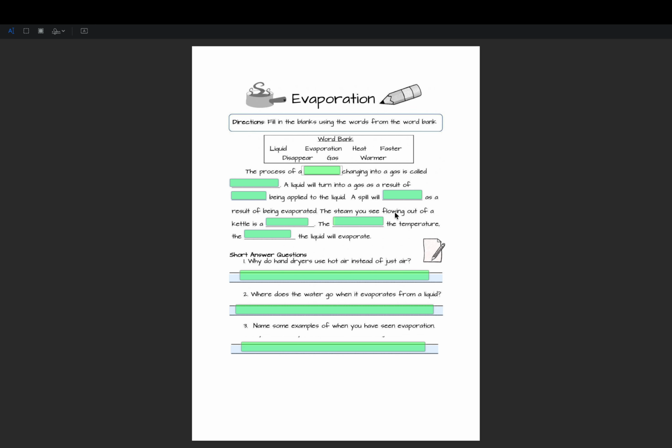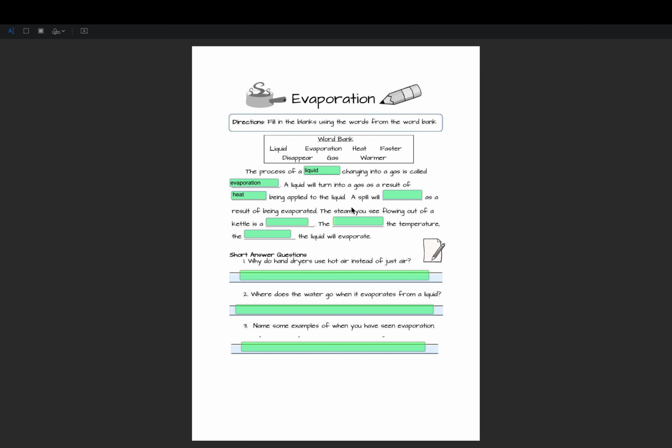The process of dash changing into a gas is called dash. So the process of liquid turning into a gas is called evaporation, which we just said. A liquid will turn into a gas as a result of dash being applied to the liquid. We have the choices heat, faster, disappear, gas, and warmer. This one is heat, because as we heat the liquid, it turns into a gas.